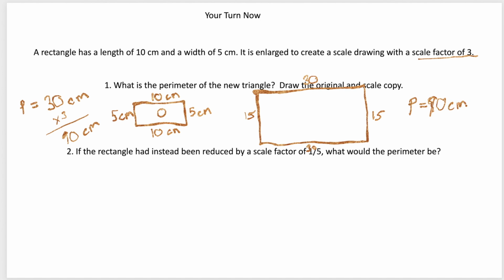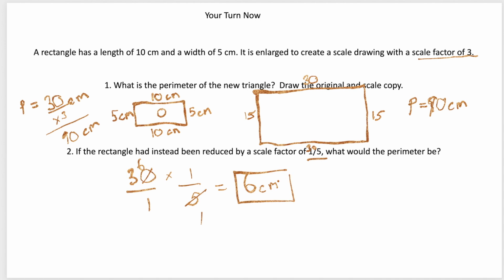centimeters. All right. Number 2. If the rectangle had instead been reduced by a scale factor of 1/5, what would the perimeter be? Well, this time the rectangle would get smaller. But again, we know that the perimeter of the original is 30. So if the scale factor is 1/5, if I do 30 times 1/5, I can cross reduce. That will give us 6 centimeters as our answer. All right. How'd you do?